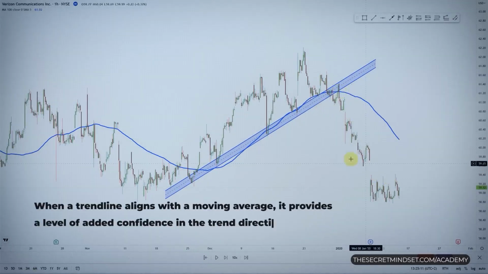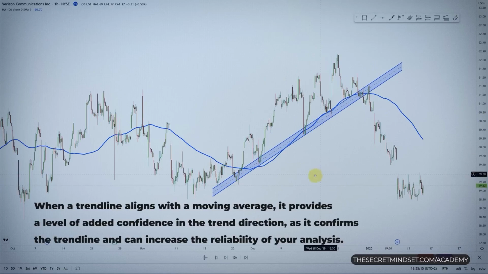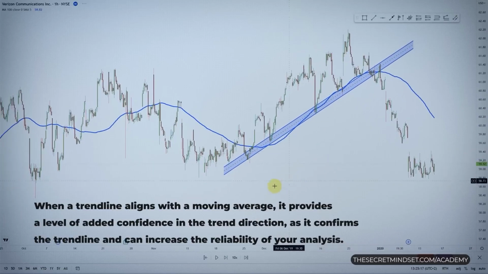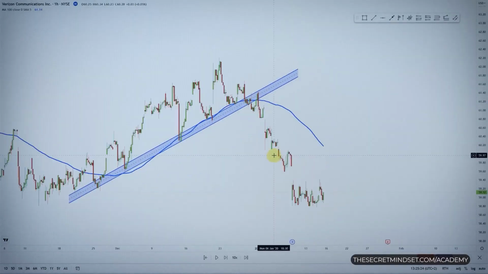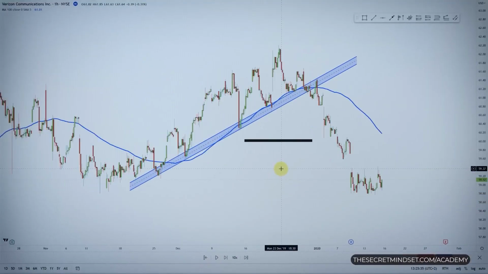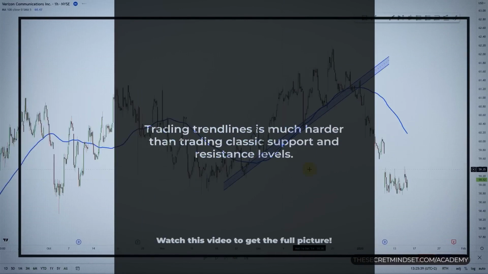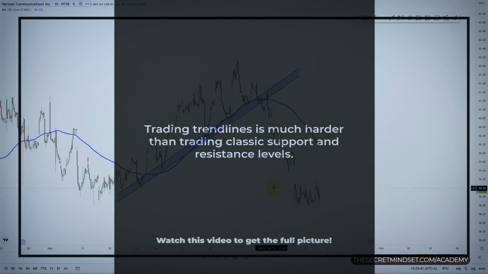When a trend line aligns with a moving average, it provides a level of added confidence in the trend direction, as it confirms the trend line and can increase the reliability of your analysis. When these indicators give conflicting signals, you have a warning sign, and it's better to wait for further price action to unfold. So, like I said, trading trend lines is much harder than trading classic support or resistance levels.